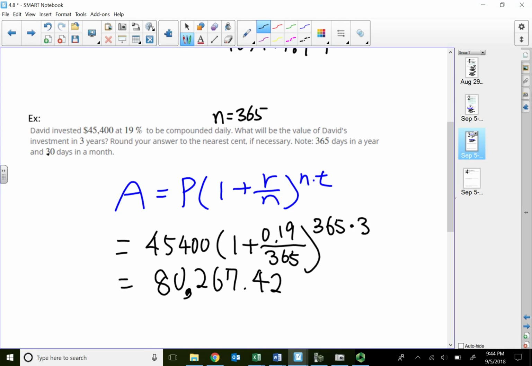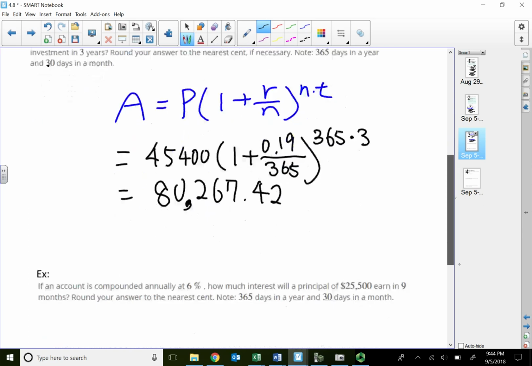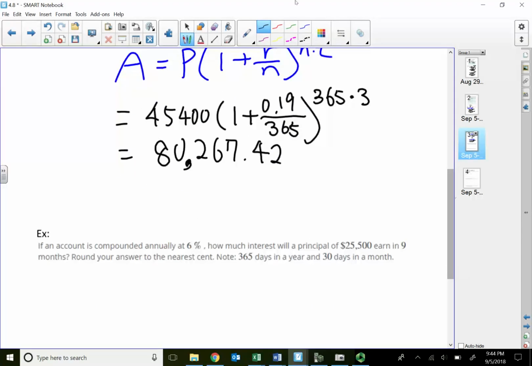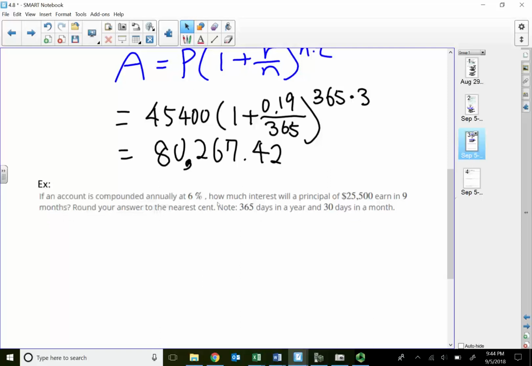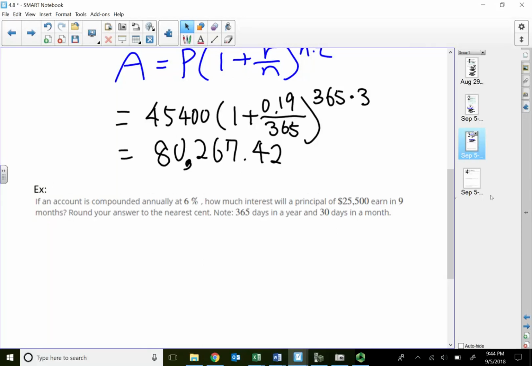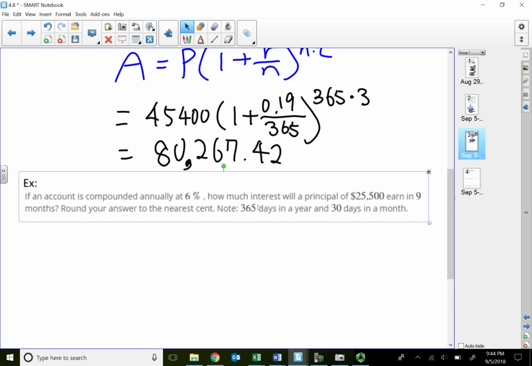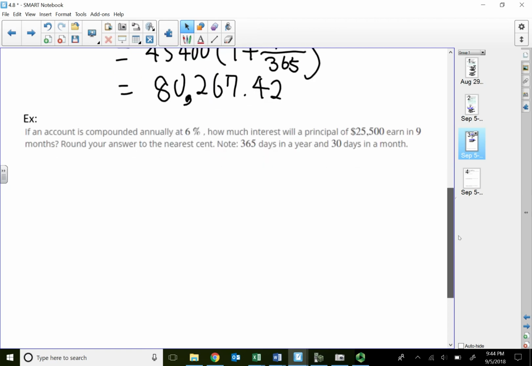Some students argue, well, Mr. Chen, who has $45,000 on hand? Well, a lot of people retire, or sold their house after a 30-year mortgage, and decided to move to a different place, or they sold their house and have extra money, so they can put it into investment. It's possible.